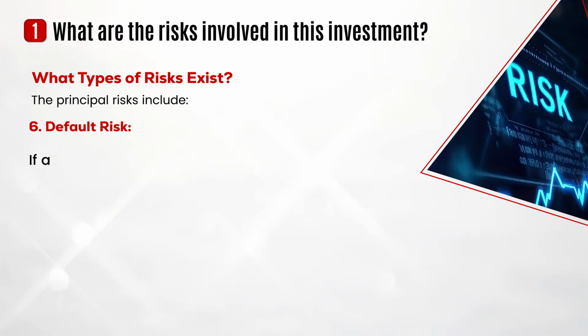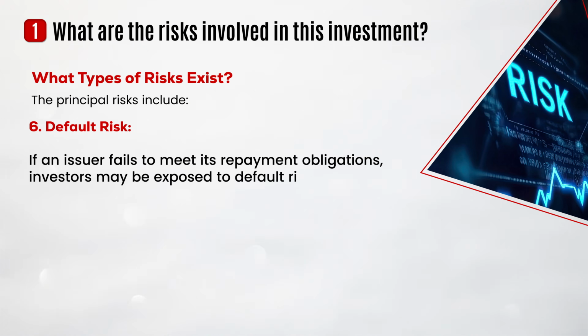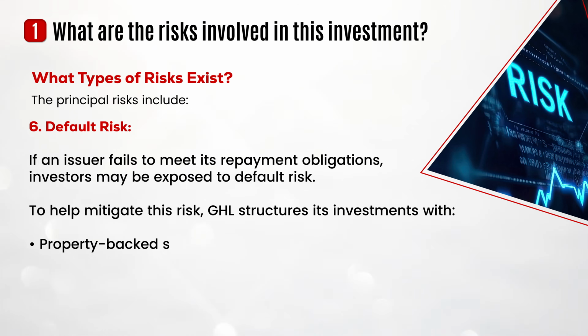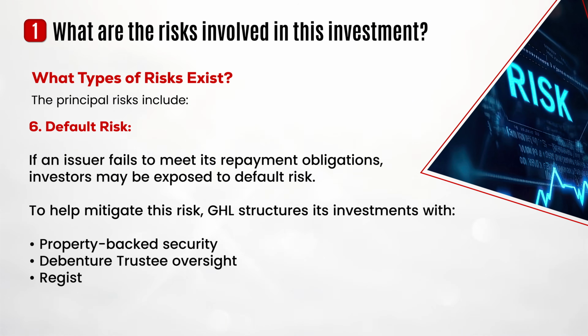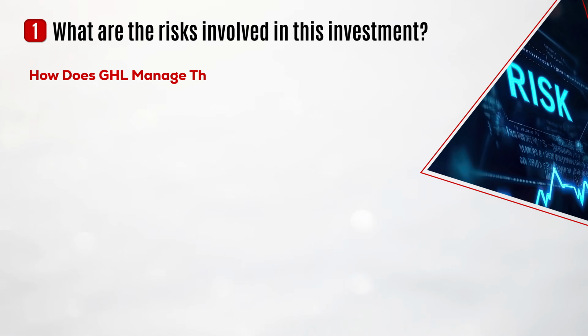6. Default risk. If an issuer fails to meet its repayment obligations, investors may be exposed to default risk. To help mitigate this risk, GHL structures its investments with property-backed security, debenture trustee oversight, registered charge over the secured asset, project-specific SPVs.